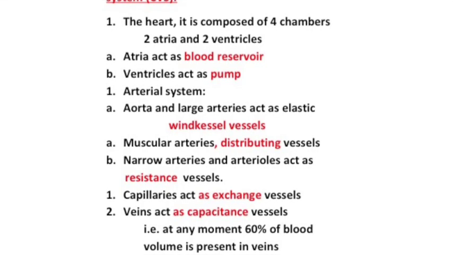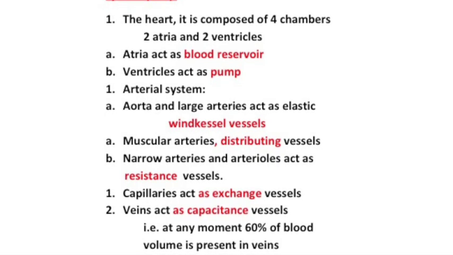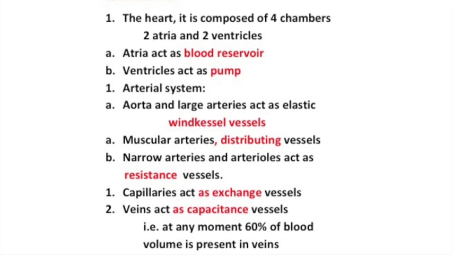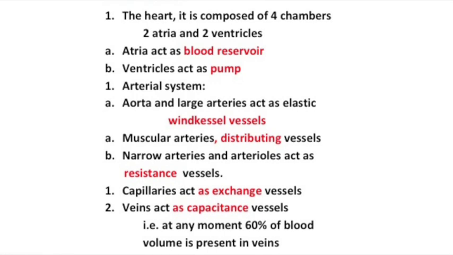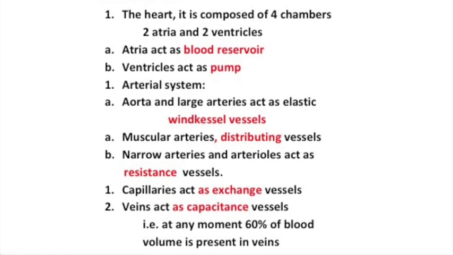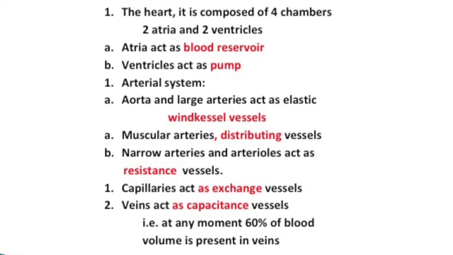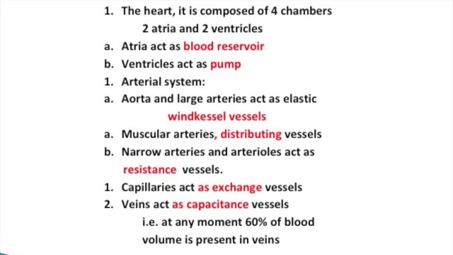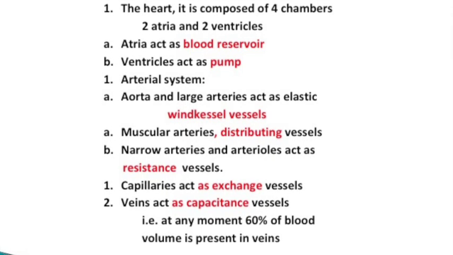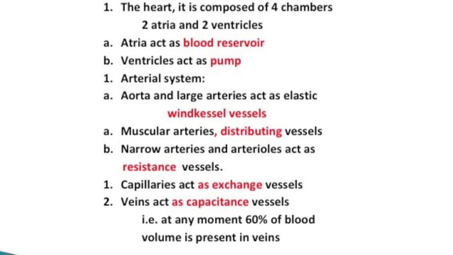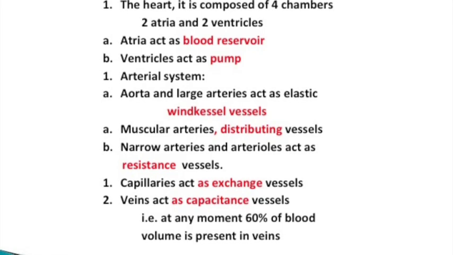Then we will go to the muscular arteries. They are distributing vessels. They distribute blood in parallel to every organ. Then, lastly but not the least, we have the narrow arteries and the arterioles. They act as resistance vessels. They provide what we will know later as peripheral resistance.